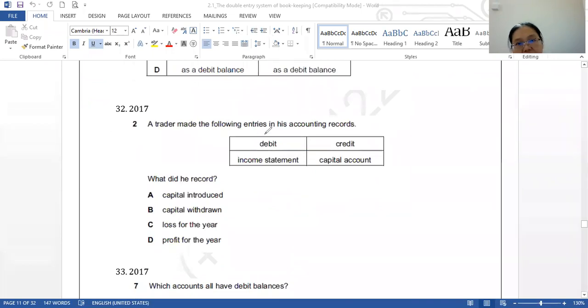A trader made the following entry in his accounting: debit income statement, credit capital. What did he record? This is a profit. Okay, profit transfer to the capital account.